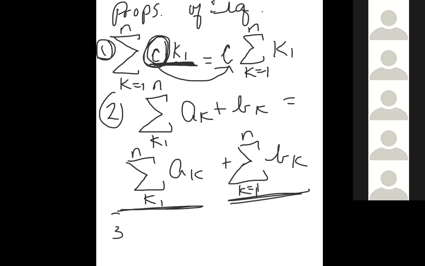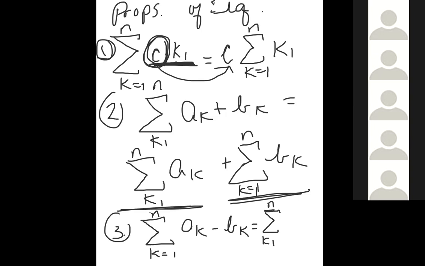Now, the next one, guys. For the next one, it is very similar to the previous one. The only difference is that it's now a difference, okay? So if you have something like this where you have a sub k minus b sub k, you can break this up into the difference of the two summation notations, k equals 1 to n of a sub k minus the sum up to n of b sub k. So in other words, you can separate them to calculate the values of each summation and then subtract them.